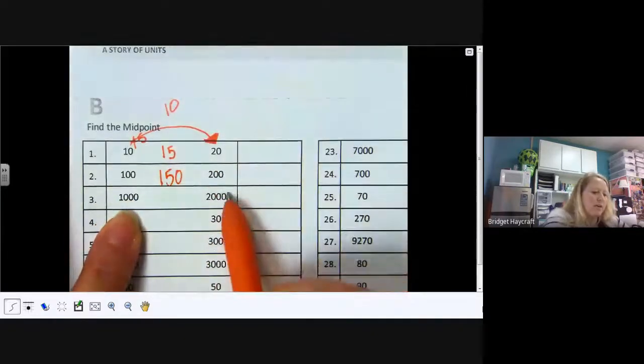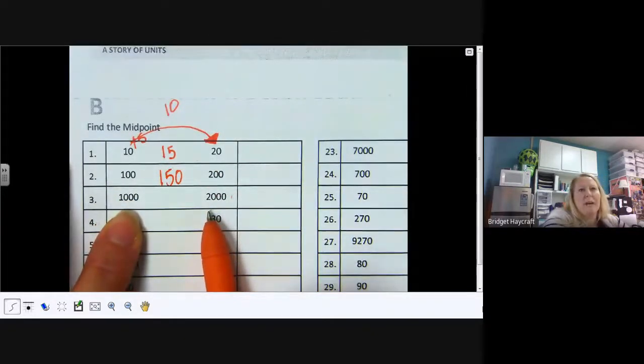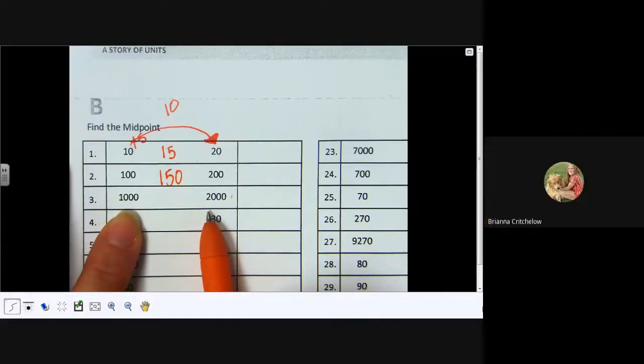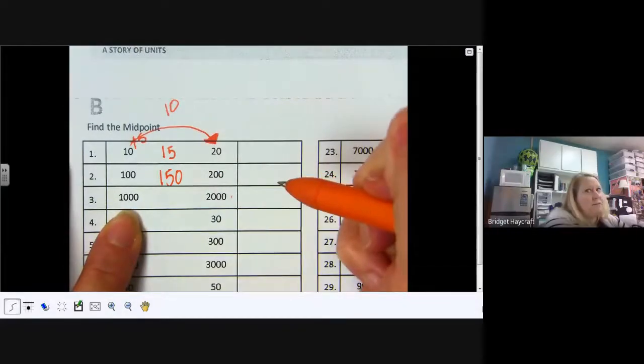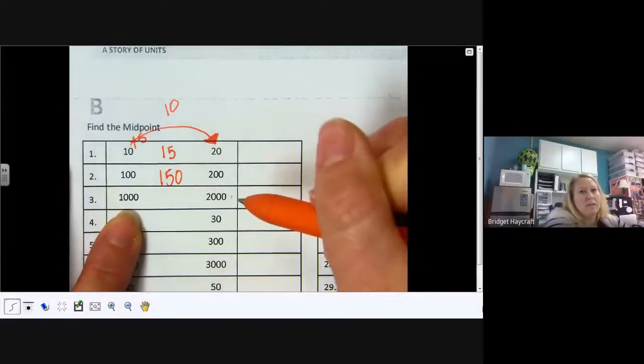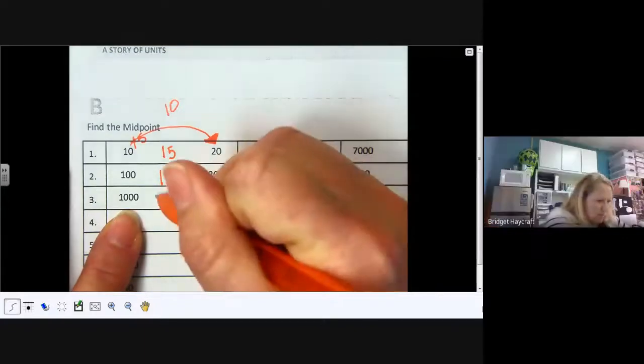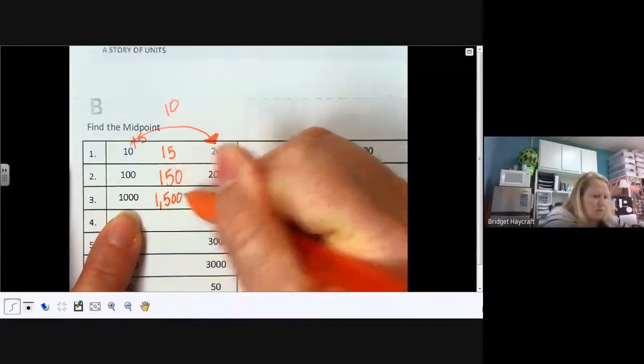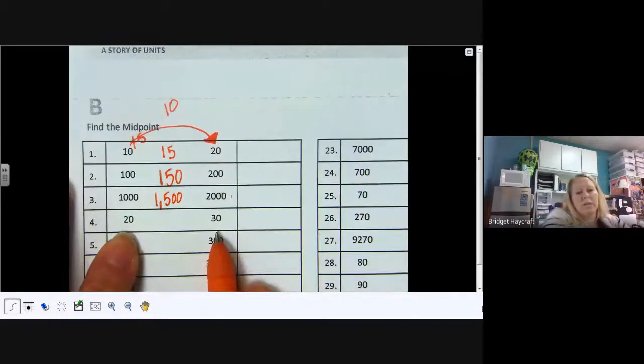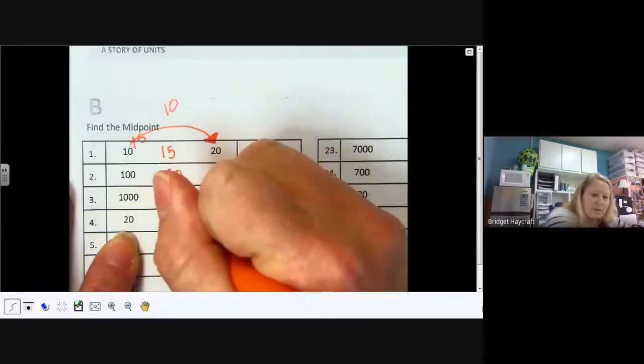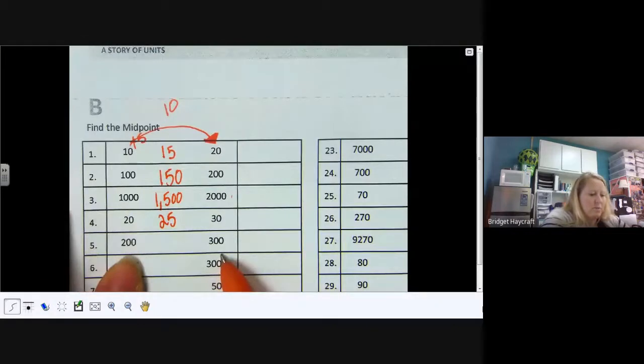All right. Brianna, what goes for the midpoint for 1,000 to 2,000? 1,050? Not 50. 1,500? Yes, 1,500. What's the midpoint between 20 and 30, Alyssa? Yes, 25.